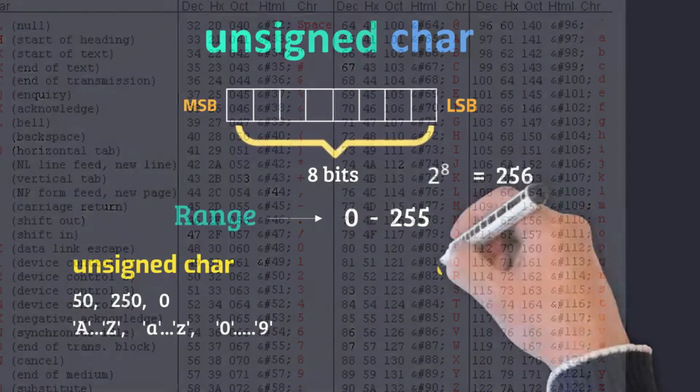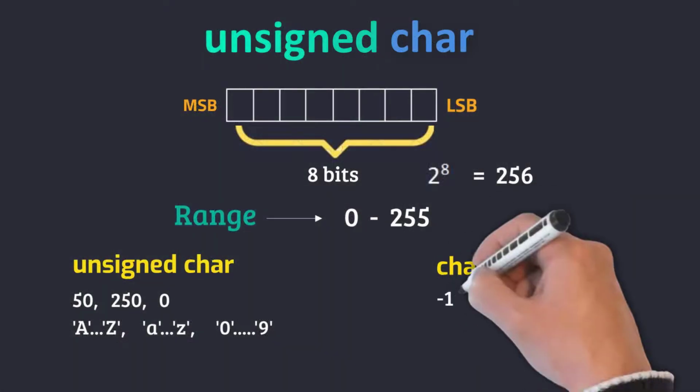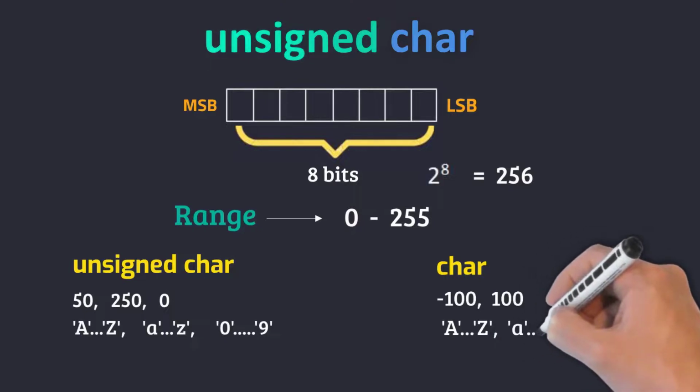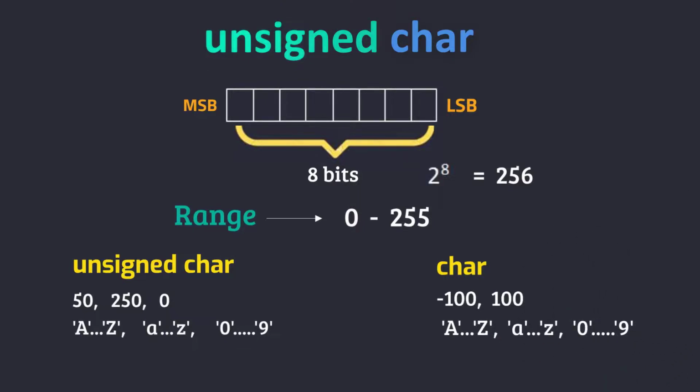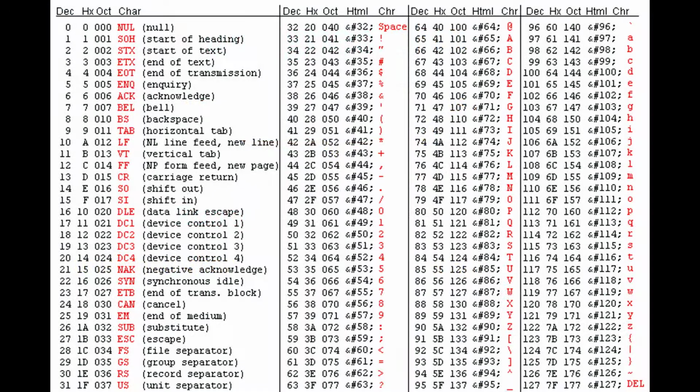If we talk about signed char, we can store negative as well as positive numbers within the range of -128 to 127. And we can store all these characters also, because if you have noticed, the ASCII values of all the characters on your keyboard come in the range of -128 to 127.